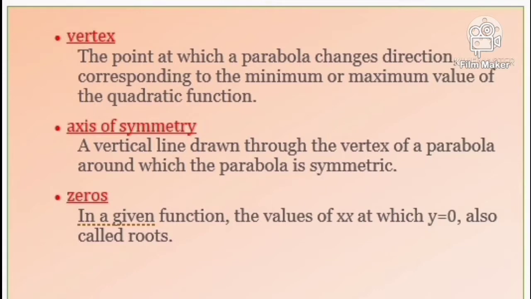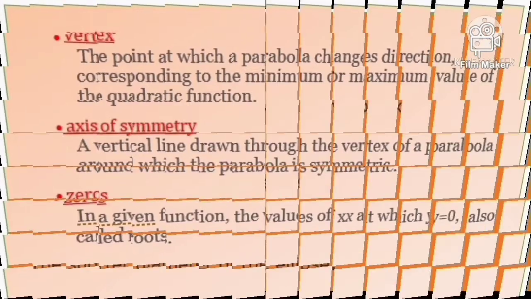Vertex, the point at which a parabola changes direction, corresponding to the minimum or maximum value of the quadratic function. Axis of symmetry, a vertical line drawn through the vertex of the parabola, around which the parabola is symmetric. Zeros, in a given function, the values of x at which y is equal to 0, also called roots.